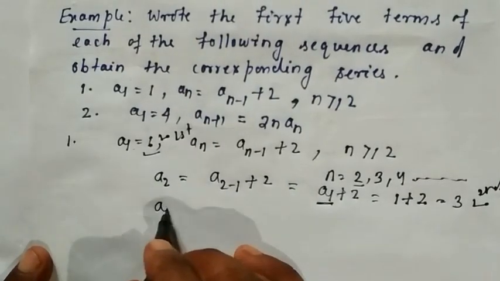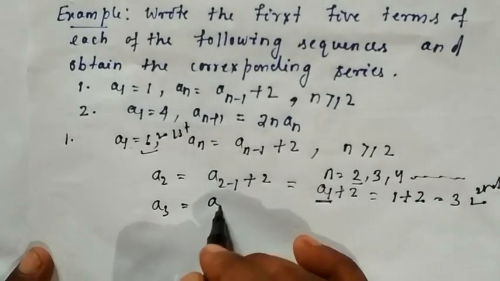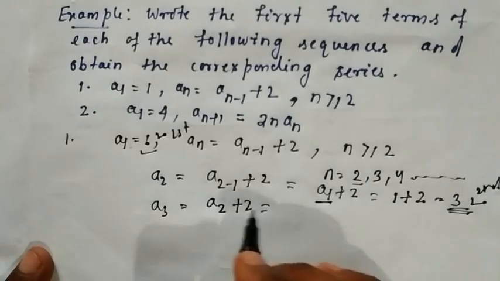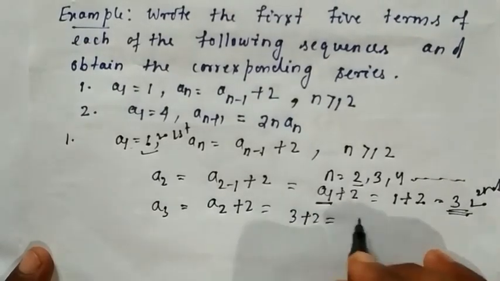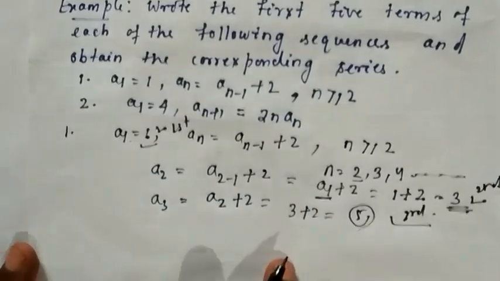Similarly, for the third term, a3 you can find. a3 is equal to a(3-1) plus 2, which is a2 plus 2. How much did you get for a2? 3. Then you can substitute here: 3 plus 2 is equal to 5. This is the third term.